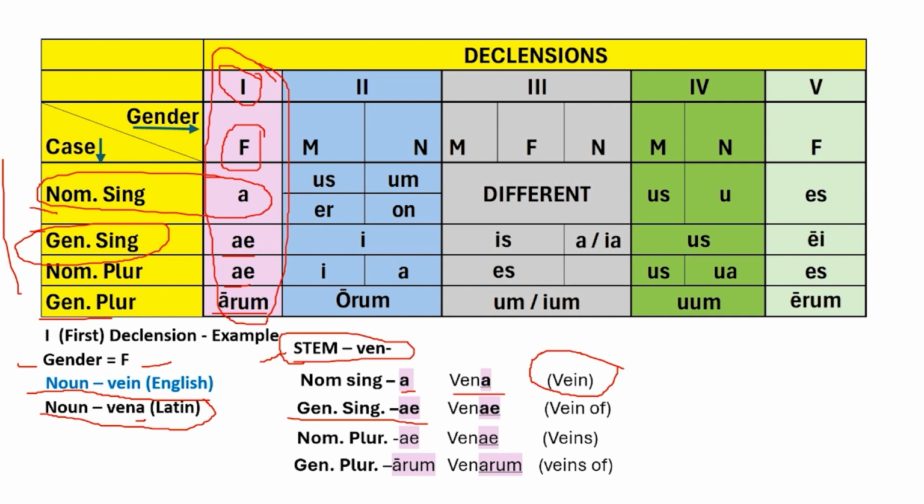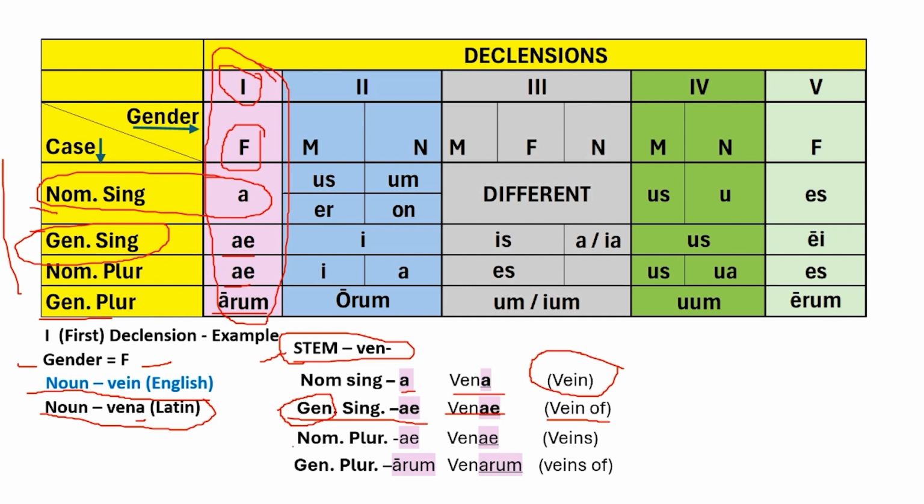Genitive singular. Remember, what we said earlier is genitive means showing possession or relationship. So when there is possession or relationship, we say of. So for the vein, you add I to the stem, then it becomes veni, which means vein of, because this is genitive.